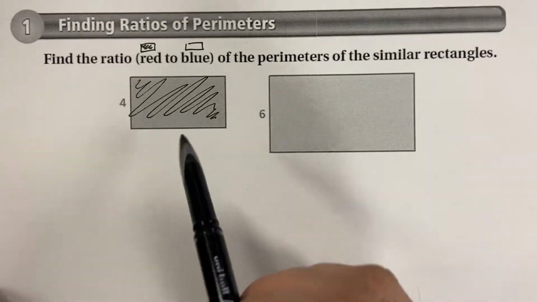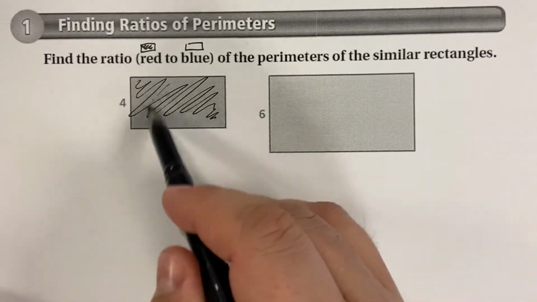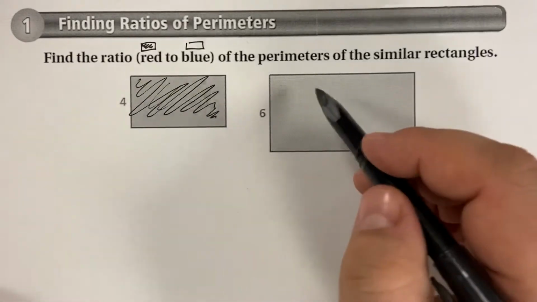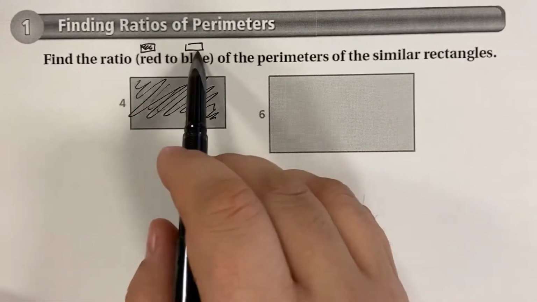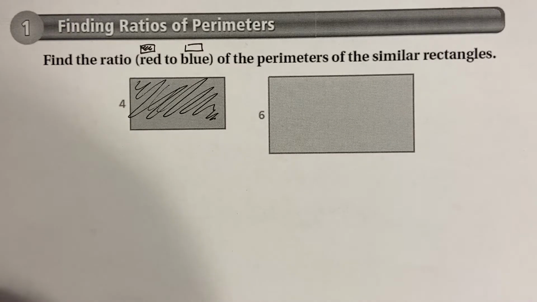Now, a few things I've already added. This shaded one is going to be our red, and the non-shaded one is going to be our blue. Here's our key to remember which one's which, because again, I'm not able to color or print anything in color. So we just got to remember that.